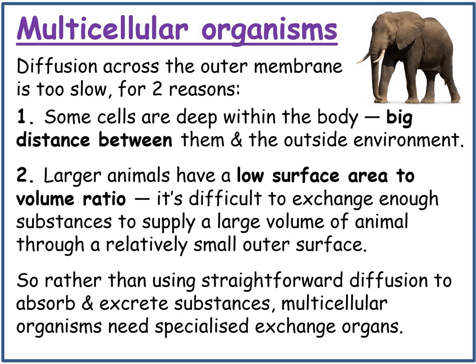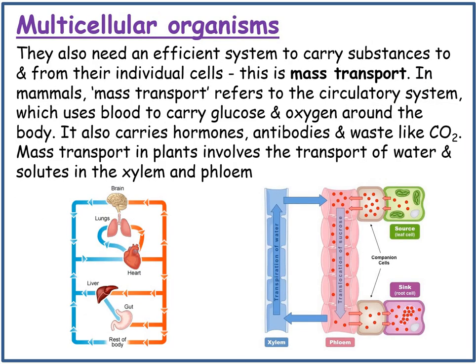And also larger animals have a smaller surface area to volume ratio. And it's difficult to exchange enough substances to supply a large volume of animal through a relatively small outer surface. So rather than using straightforward diffusion to absorb and excrete substances, multicellular organisms need specialised exchange organs. They also need an efficient system to carry substances to and from their cells. So this is a mass transport system.